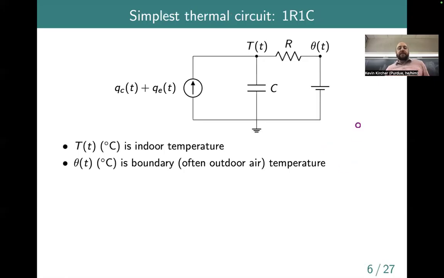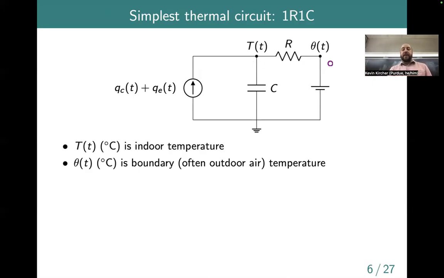Okay, so the very simplest version of a thermal circuit is also probably the one that is most useful for modeling things. This is called the 1R, 1C circuit. And here the numbers just represent the number of resistors and the number of capacitors in the circuit. So here, T again represents temperature. So you can imagine for a building model that this would represent the indoor air temperature, basically the thing that's measured on that wall thermostat.